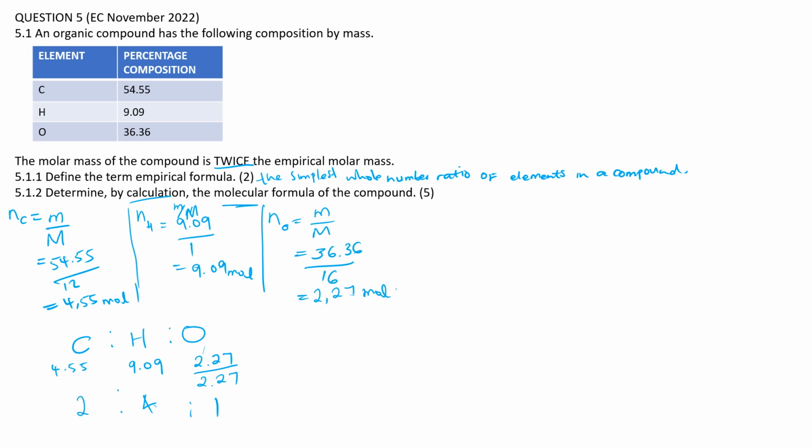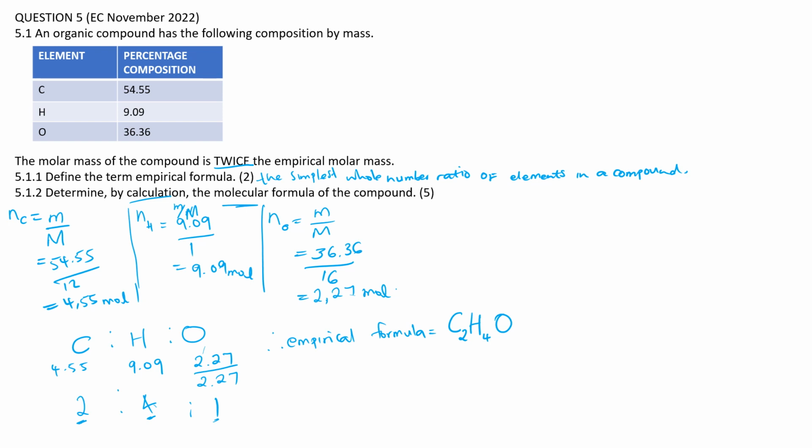Now we know that the empirical formula will be carbon. How many carbons do we have? We have 2. So that is C2. H, how many hydrogens? 4. And O, how many oxygens? 1. But since it's 1, we don't really need to write it. So we can just leave it as C2H4O. Now, we know the empirical formula.